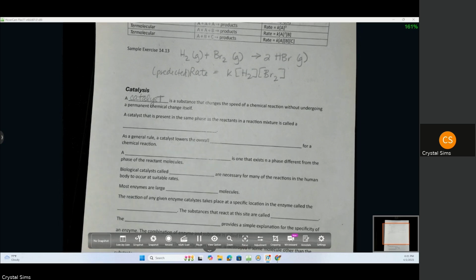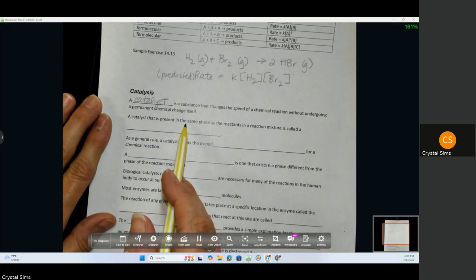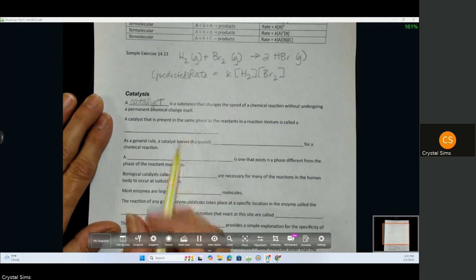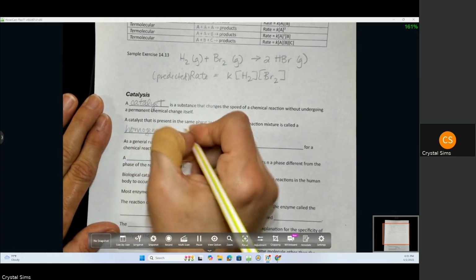And we need catalysts. We use them in the body. We use them in nature. We use them for a lot of different processes in the atmosphere, in water. We have to have a catalyst. So a catalyst that's present in the same phase as the reactant is called a homogeneous catalyst.